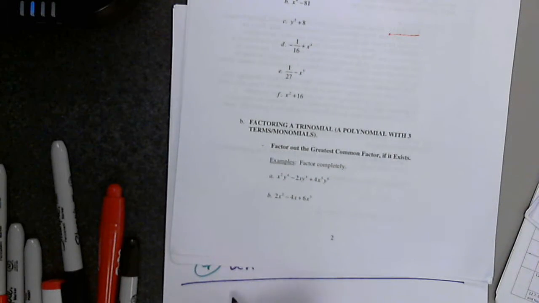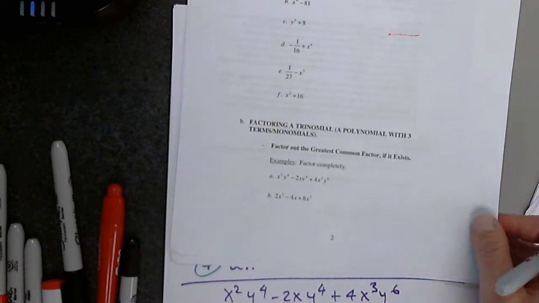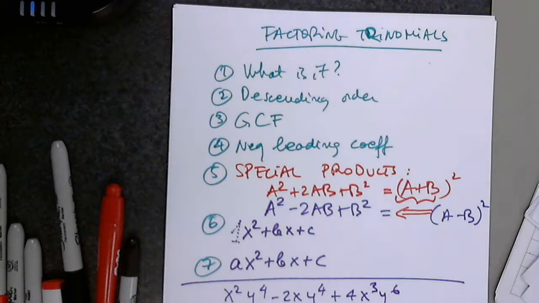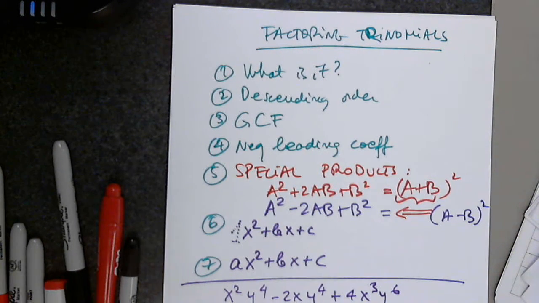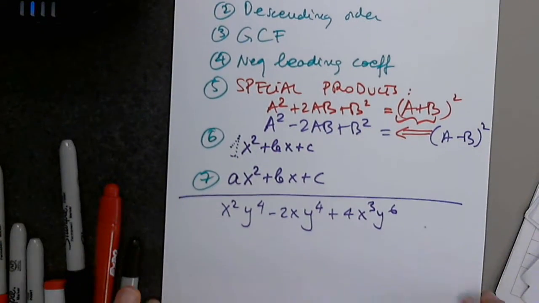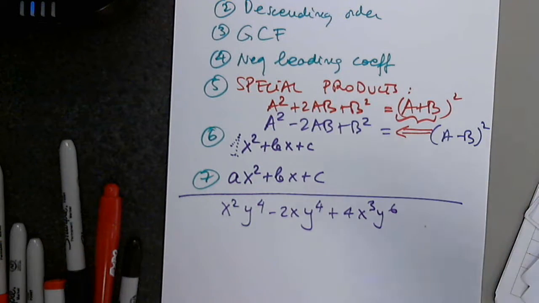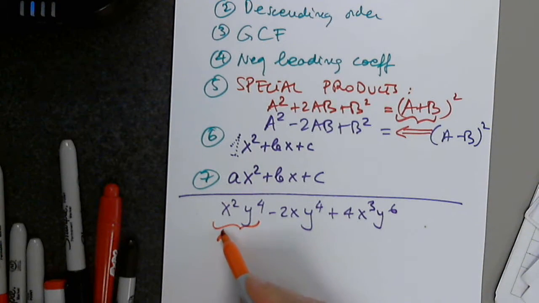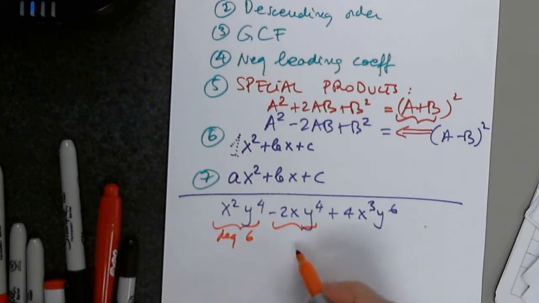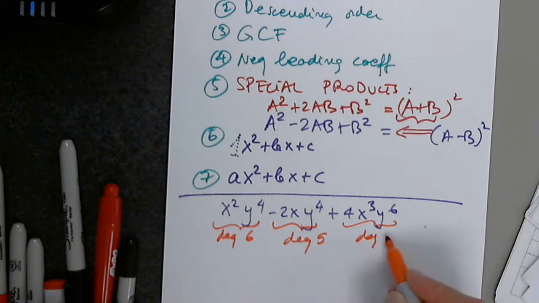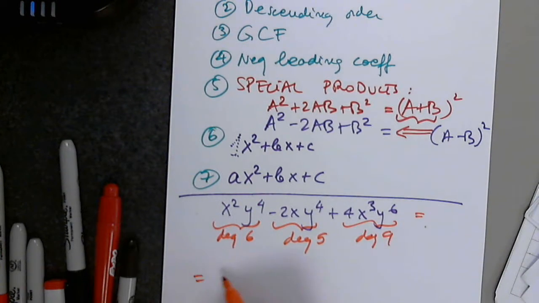go through everything else. So x squared y to the 4th minus 2x y to the 4th plus 4x cubed y to the 6th. I have to ask myself what this is. What does it represent, so I know how to proceed. So what is it? Good. What is the degree of the first monomial? The degree of the second monomial? Careful. Good. And the degree of the last one? 9.